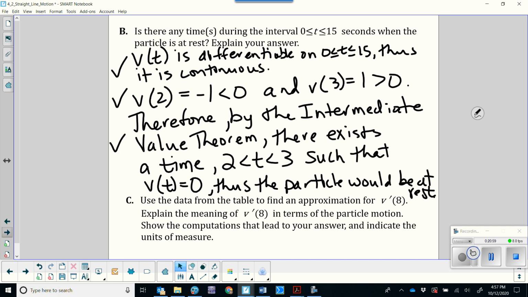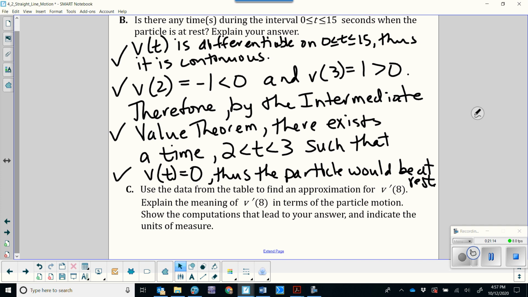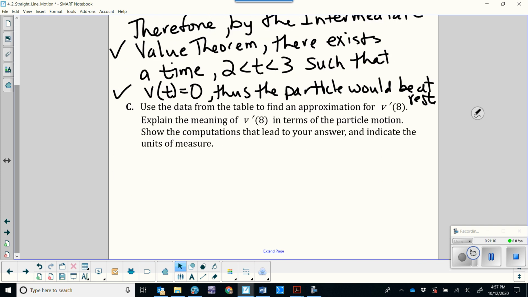State that by that theorem, then, there must be some value t between 2 and 3 such that the velocity is 0, thus the particle would be at rest. Okay? And so, again, not that hard to explain, and then they already kind of gave you a lot of stuff there, so you didn't even have to solve very many things.